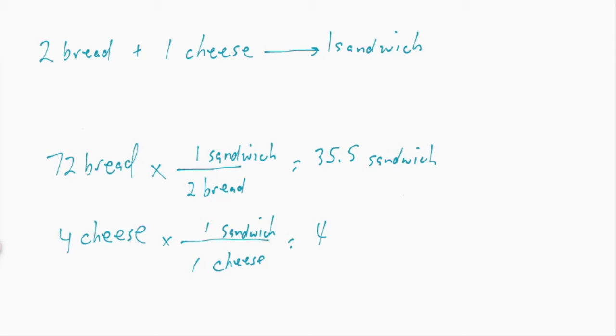4 sandwiches. Okay. So which one is the limiting reactant? It's whatever reactant made the least amount of sandwiches. So check this out. This reactant here made the least amount of sandwiches. This is the least amount of sandwiches. Therefore, I can say that the cheese is the limiting reactant.